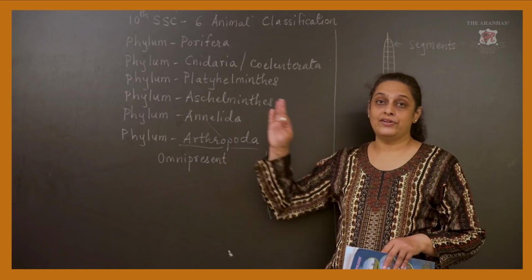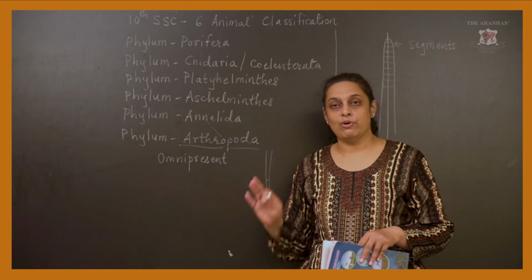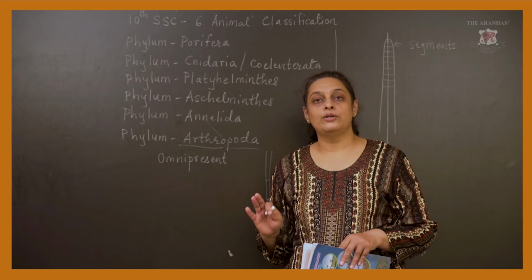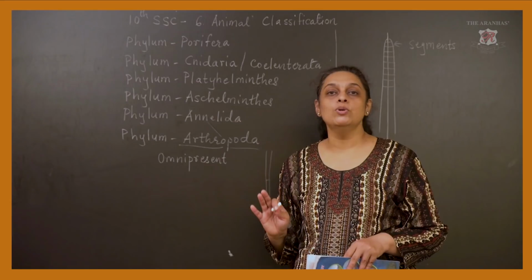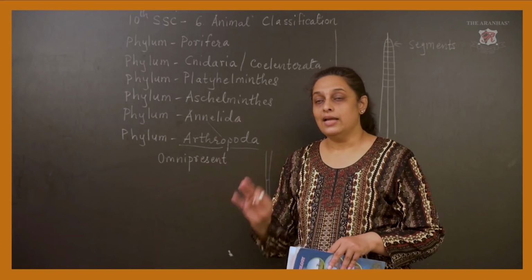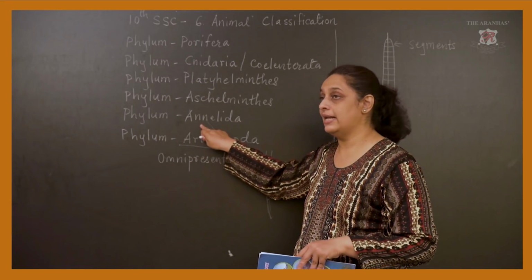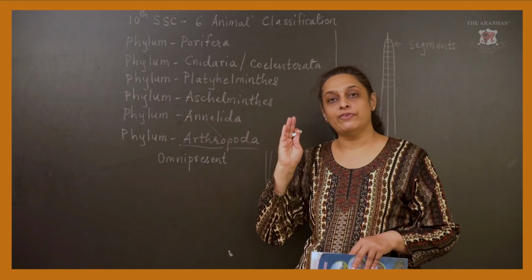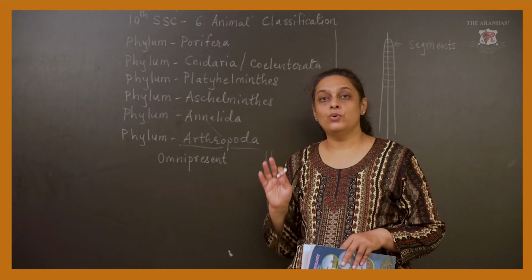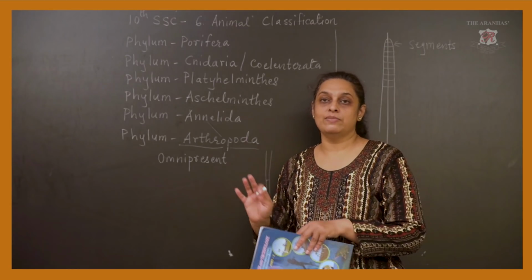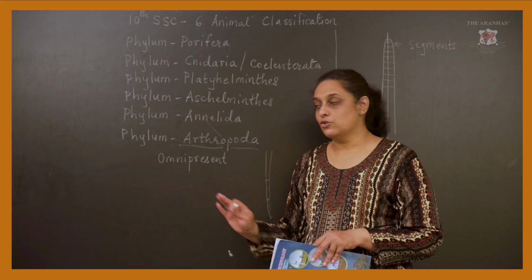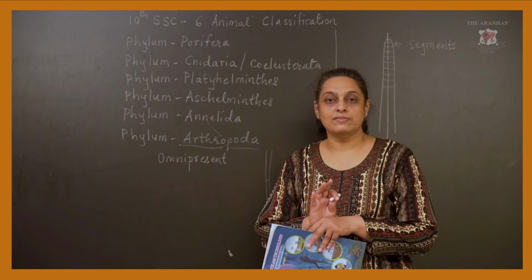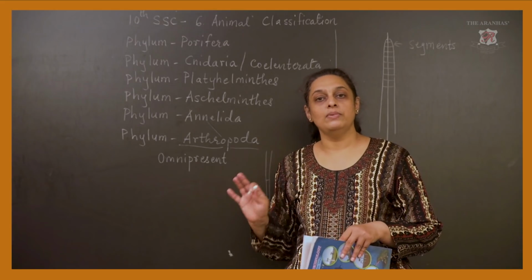Then bilateral symmetry is a major or important character, triploblastic animals and true coelomate or eucoelomate. Okay? Now you have to remember this Annelida phylum in particular, because from phylum Annelida true coelomate organisms are seen. Okay? So thereafter the remaining phyla have organisms with true coelom inside the body.